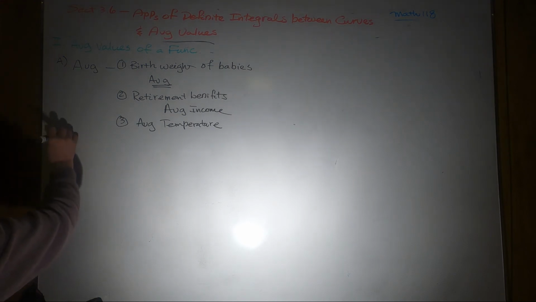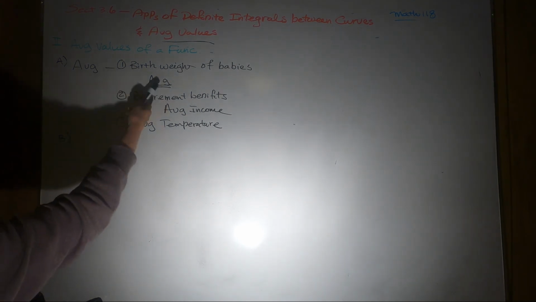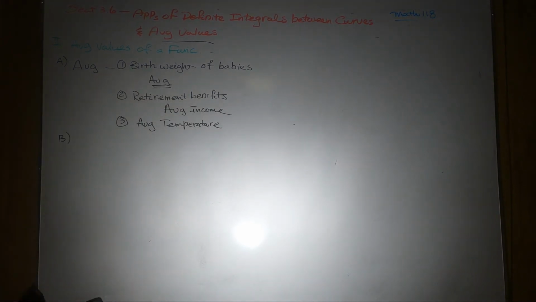So that's the average. Then how do we calculate the average? Because we want to know the average of the baby weight, right? Or average income. How do we calculate average income? Or how do we calculate average temperature? Of course, you can add all up and divide, but sometimes it's not that trivial, okay?